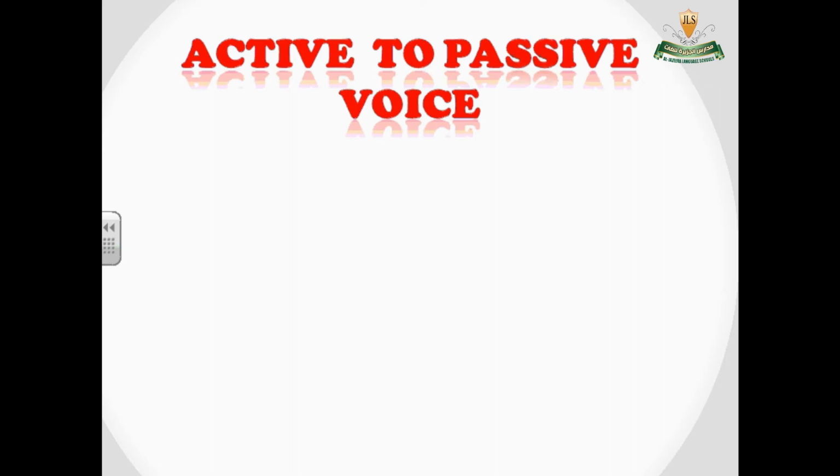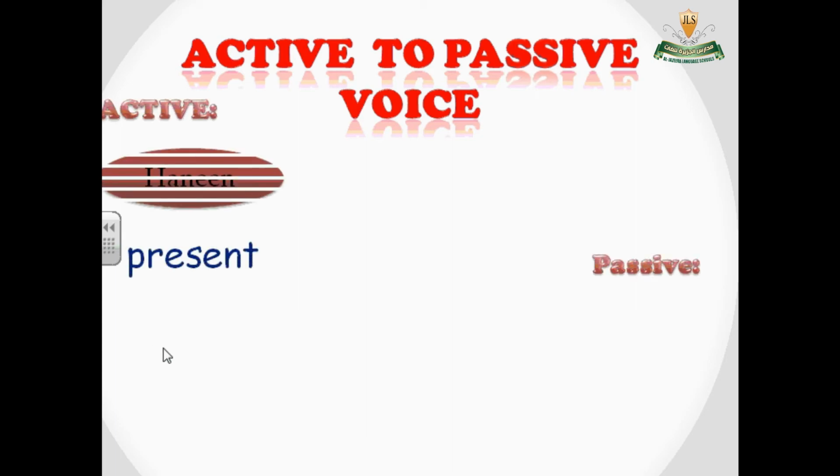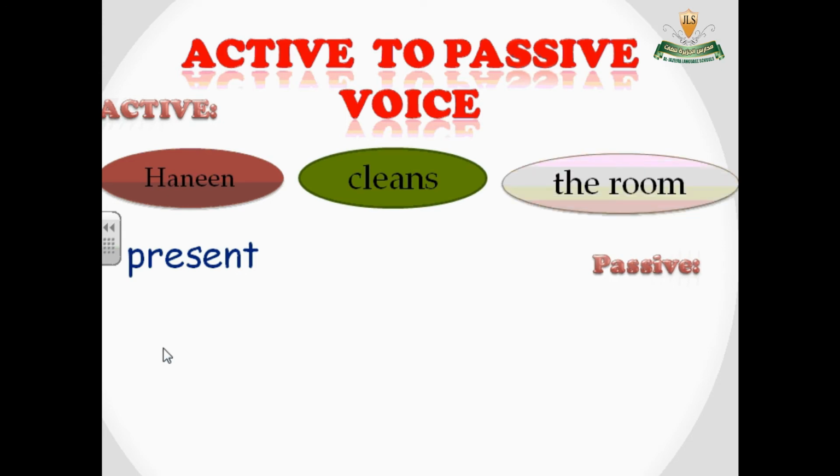As I told you, in active and passive, I am not focusing on who did it. And as I explained before, in passive, I have to put the auxiliary verb, according to the active tense, plus the past participle of the verb. Like if I have, Haneen cleans the room. I have subject, verb, and object. So when I want to change to passive, I will bring the object as the subject.